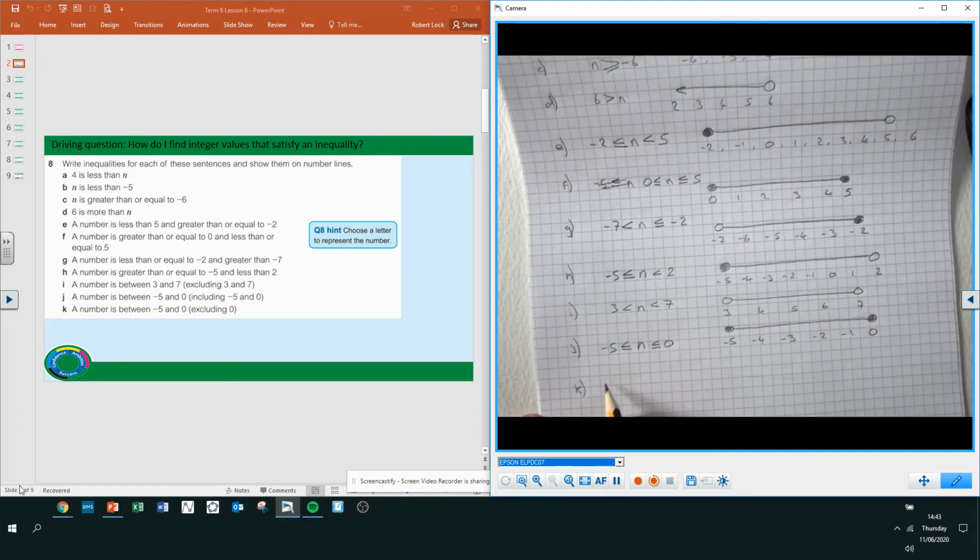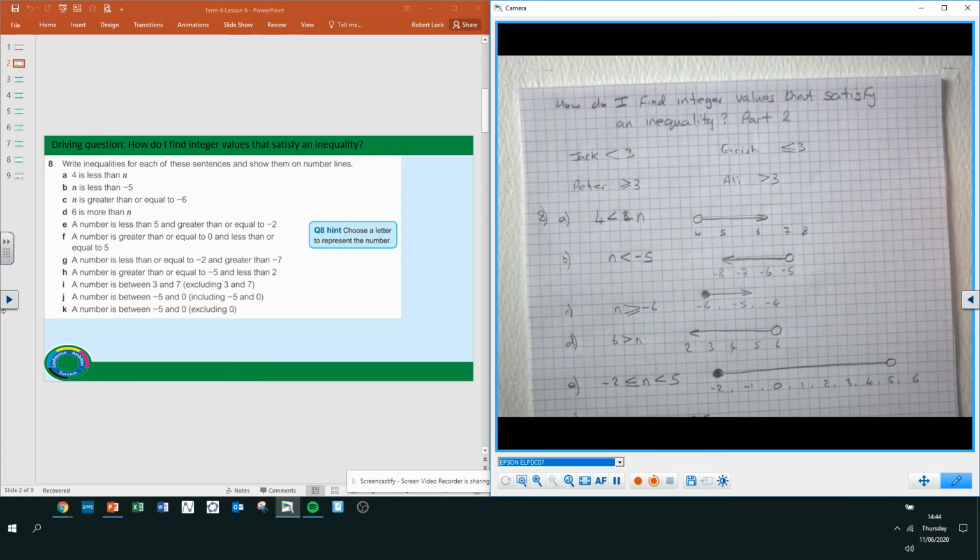And K. A number is between minus 5, so it is to be equal to minus 5, and 0, less than 0. So, minus 5, minus 4, minus 3, minus 2, minus 1, and 0, including minus 5, so it's filled in, not including 0, it says excluding, and draw a line in between. There's the answers. Okay. That's one.